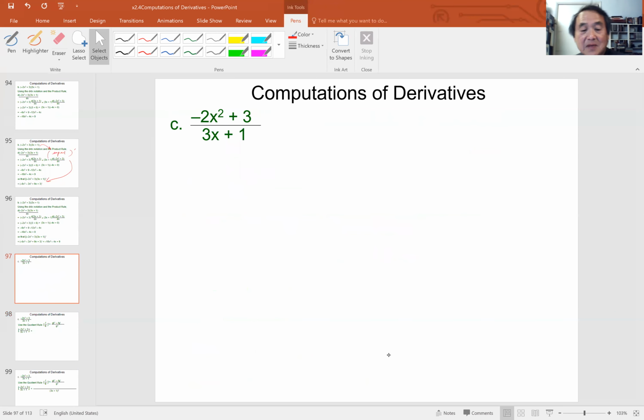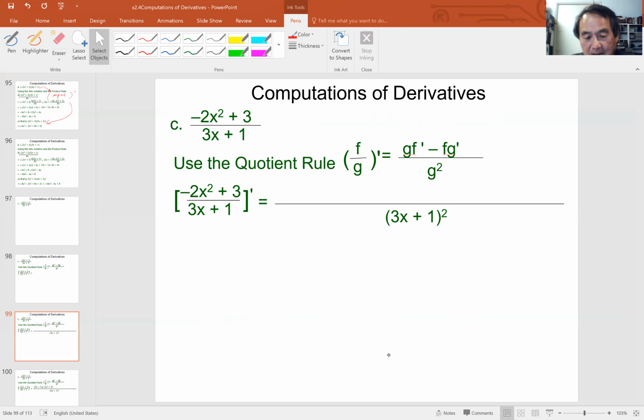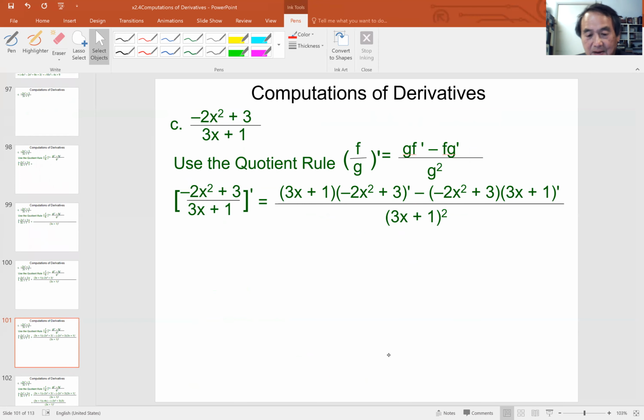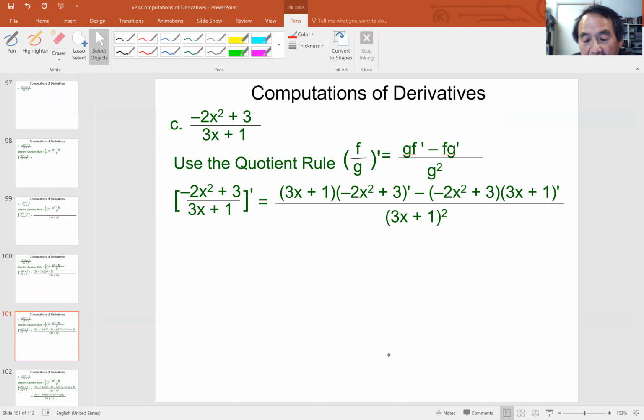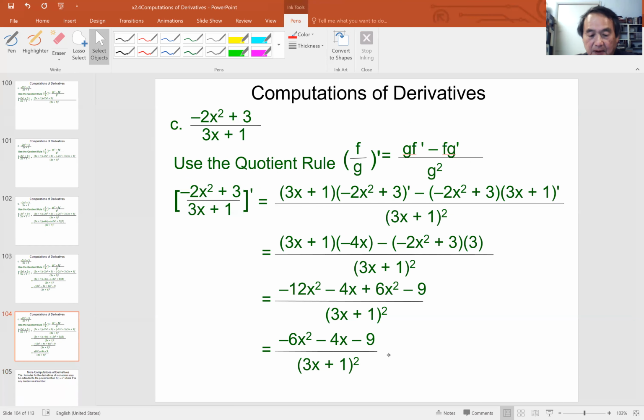Now what? How about if I make a quotient of them? That's where the quotient rule comes in: low d high minus high d low... rather, high d low minus low d high, divided by low squared. Then just do the algebra, clean it up, and this will be the derivative. So we can take the derivative of all rational functions.